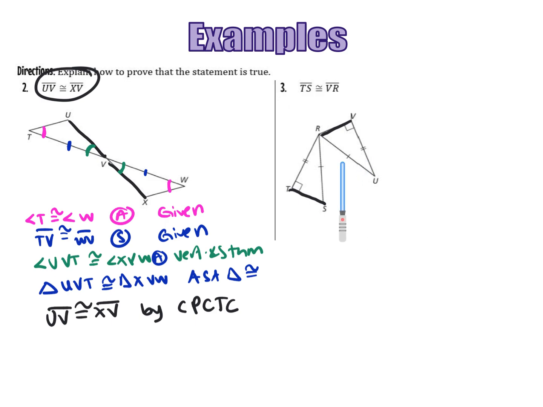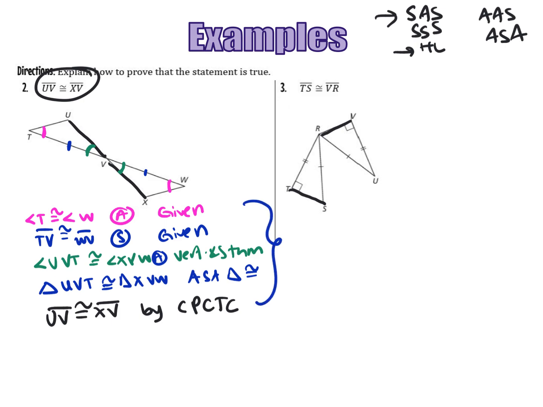So thinking through, and I'm just going to rewrite up here, side angle side, side side side, hypotenuse leg, angle side angle. I have 2 side lengths, which leaves me with really these 2 options. And hypotenuse leg does make sense here because I have a right triangle, and I do have information about their hypotenuse having the same length, and a leg being corresponding. So what I'm going to do now is instead of writing it in a formal proof like we did over here, I'm going to do more of an explanation.